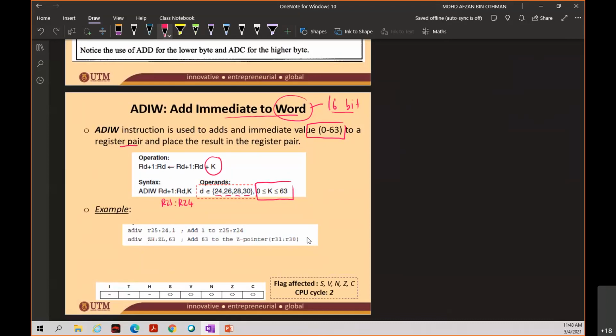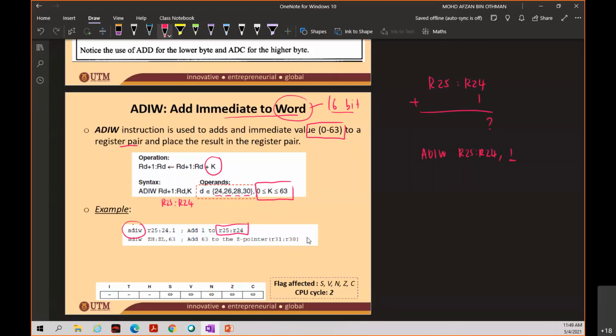For example here, you're going to add 1 to R25:R24. How to do that? By using ADIW. Just use ADIW R25, R24, and with what number? Since this is an immediate, you can directly put the immediate value 1. So you add 1 to R25:R24.